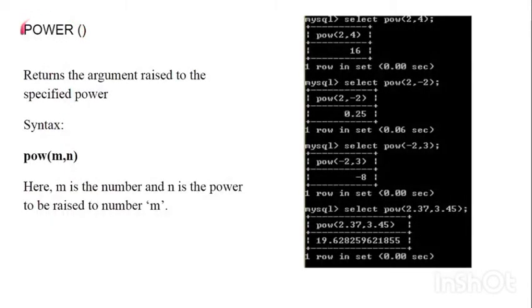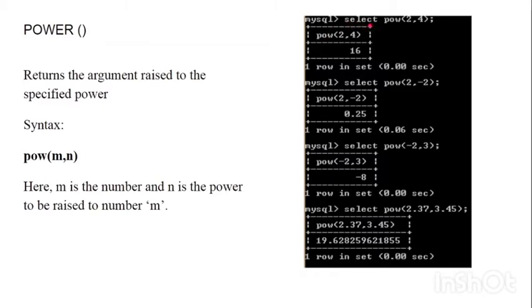First one is the power function. The power function returns the argument raised to the specified power. The syntax of the power function is power of m comma n. Here m is the number and n is the power to which the number m is raised. So it will produce the output as m raised to n. Let us consider some examples.